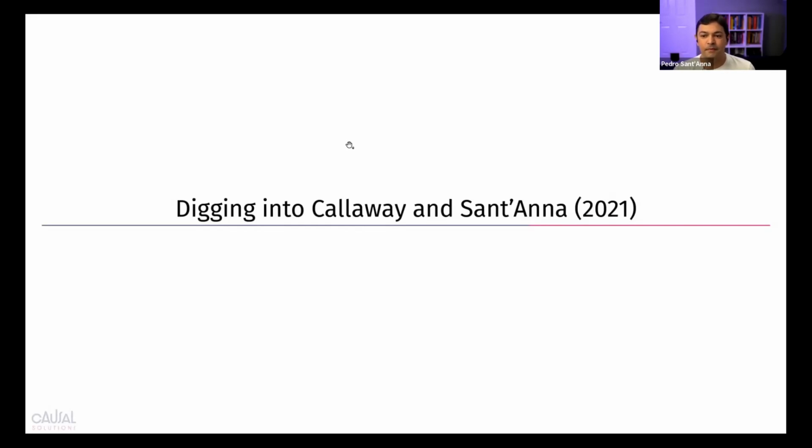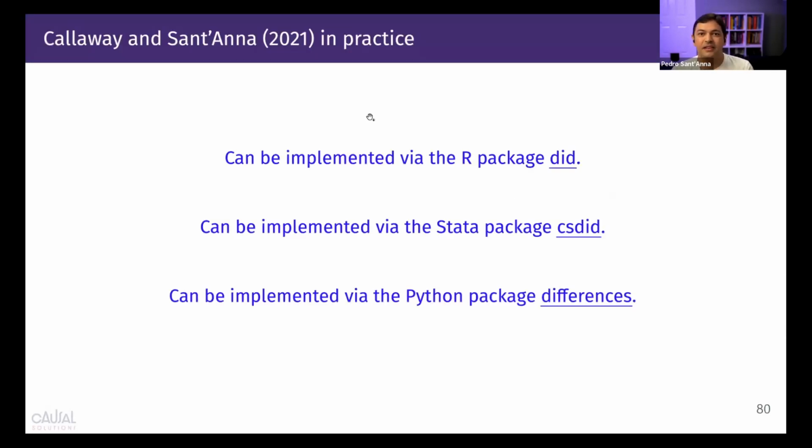Let's proceed then. What I'm going to do next is dig into the Callaway and Sant'Anna procedure. How we tackle these issues with heterogeneity, how we can avoid this contamination bias from the very beginning. I'm going to talk about the building blocks and how to do that. In practice, the implementation of everything I'm going to talk about in the next 40 minutes is very easy in terms of software because we have packages in R, the DID package. We have packages in Stata, the CSDID. We also have an implementation in Python, the differences package, thanks to Bernardo, who implemented this.